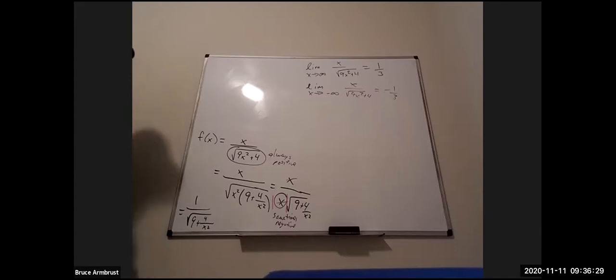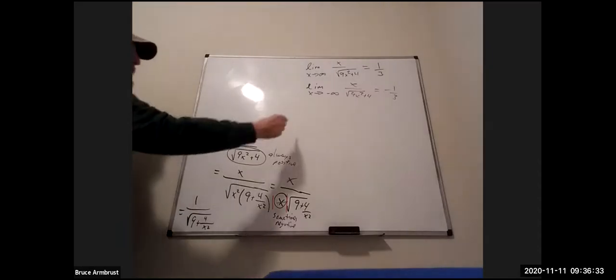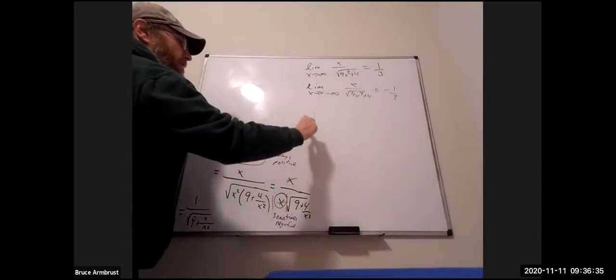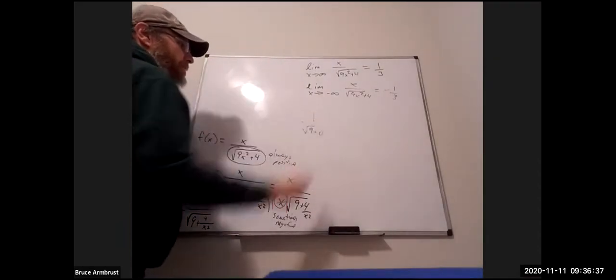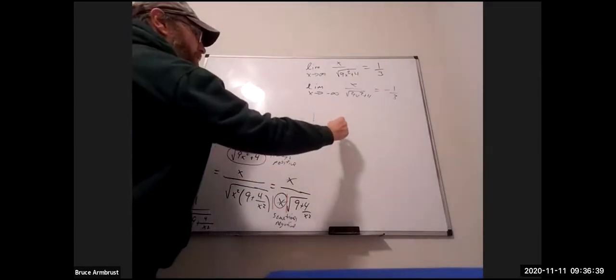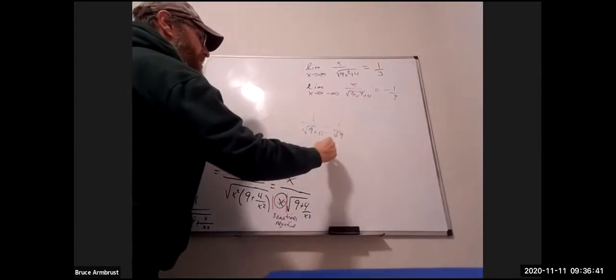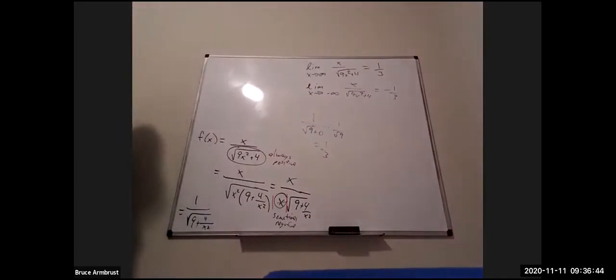So that goes to 0, which leaves me 1 over the square root of 9 plus 0, which is 1 over the square root of 9, which is 1/3. So could you always evaluate those pieces within the square root separately from each other? I guess that's where I was confused. It just seems like you'd have to do the whole thing together.